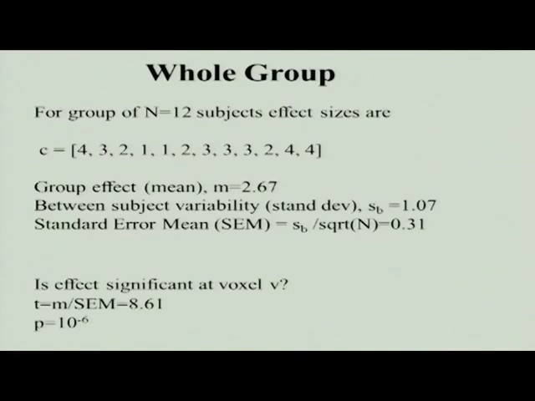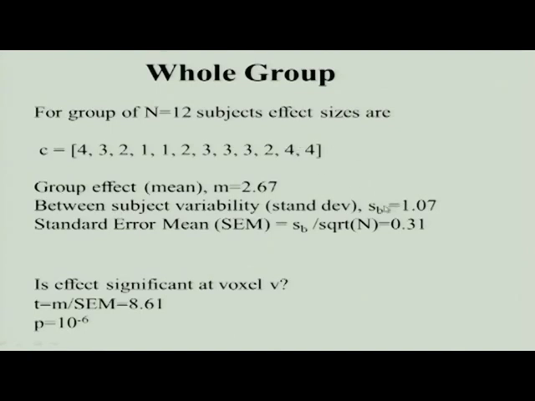Given that we've got data from a whole group, we can write down a list of the different effect sizes, and then see if the average effect size in that group, or the group effect, is significantly non-zero. So you compute the mean of those effect sizes and the standard deviation. Importantly, this is the standard deviation over the group, so we're calling this the between subject variability. It's simply the standard deviation of these numbers here.